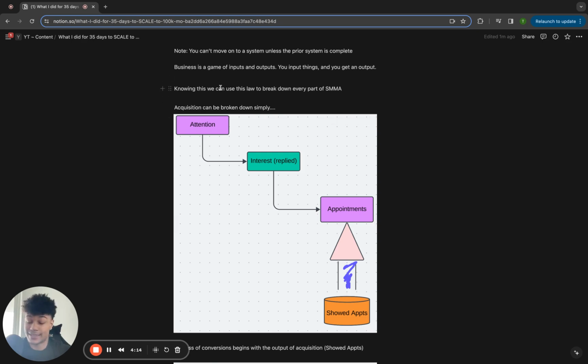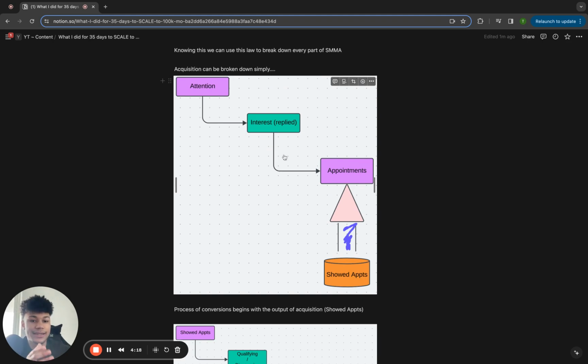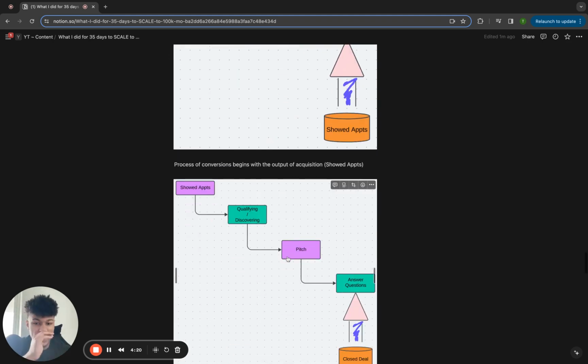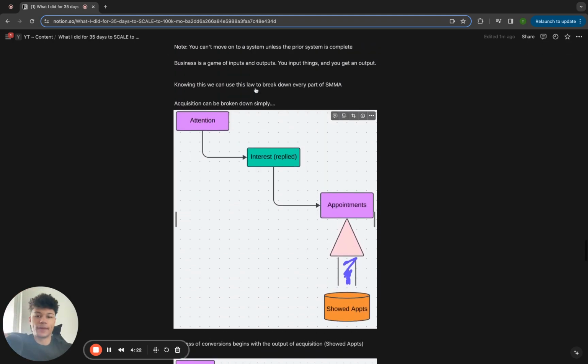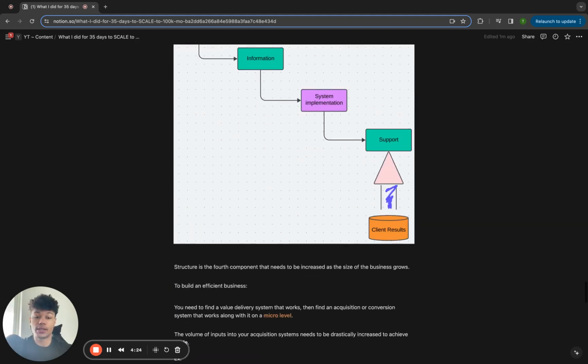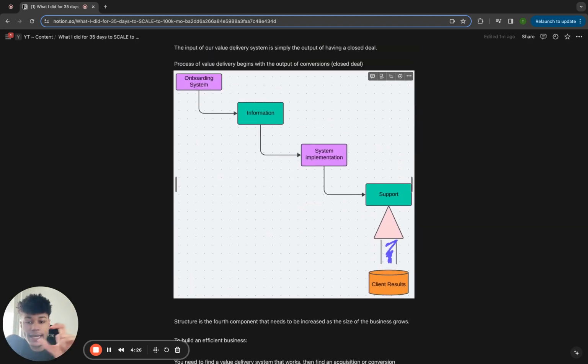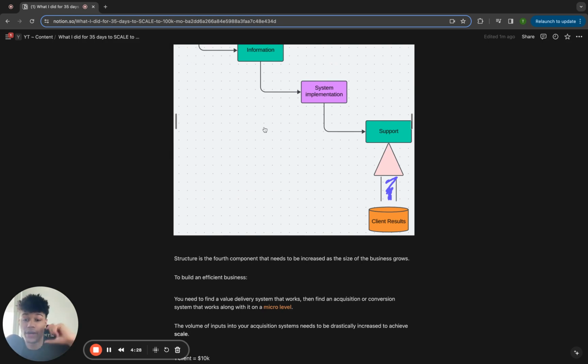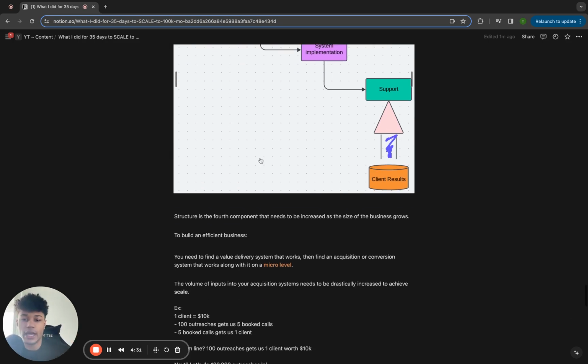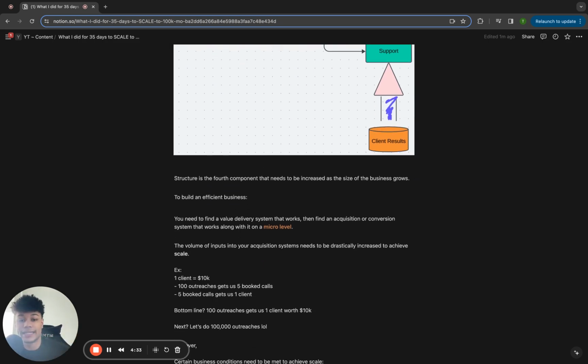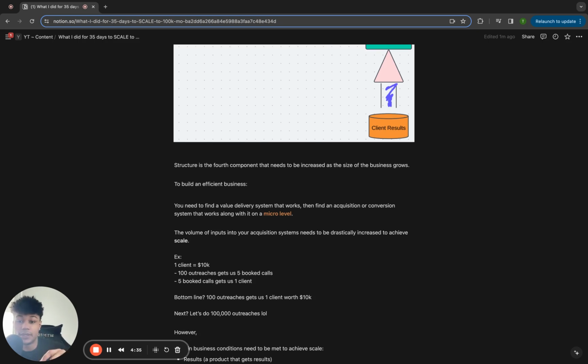From the strongest attention, you get highly interested leads. You get appointments that are more likely to show up and convert. And then it just increases your entire process. So if you can nail this in the beginning, you will be very successful in the end. Okay. And structure is the 4th component that needs to be increased as the size of the business grows.